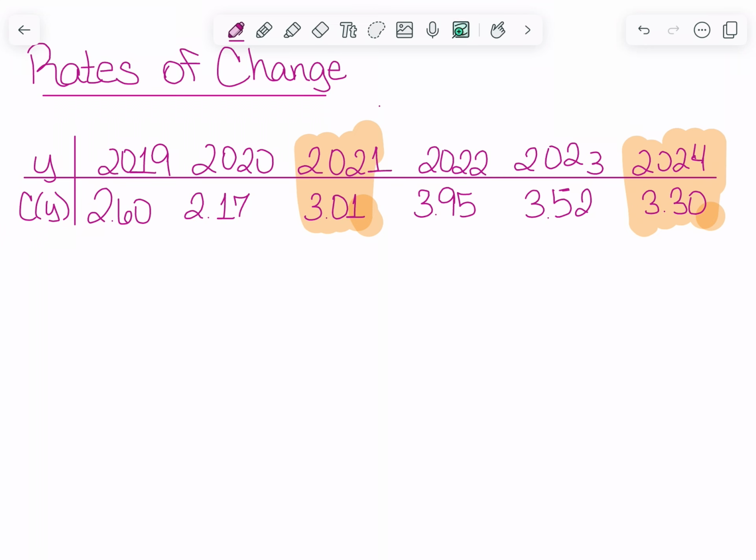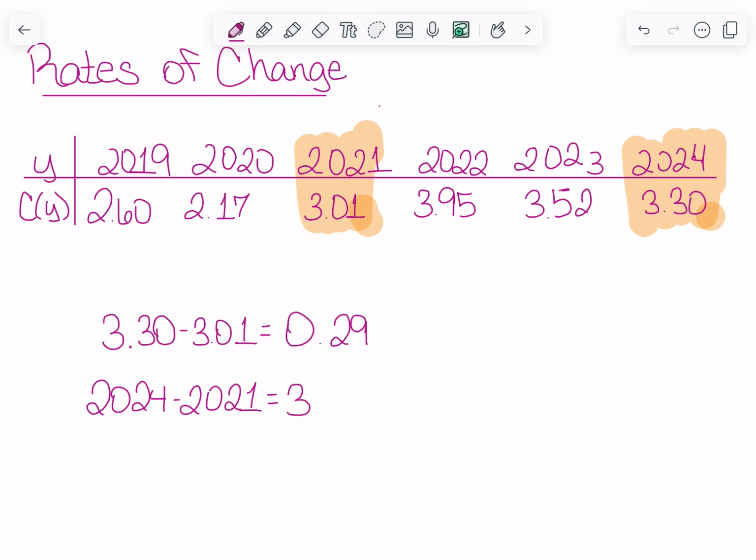We need to start by seeing how much the price of gas has changed between these 2 years. Subtracting 3.3 minus 3.01 gives us 0.29. Next is to see how much time has passed. 2024 minus 2021 is 3. Finally, we're going to divide these two numbers. 0.29 divided by 3, rounded to 2 decimal places, is about 0.10. So this tells us that between the years of 2021 and 2024, the gas increased an average of 10 cents per year.